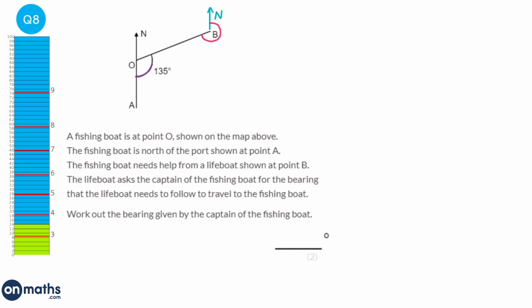Now, this angle, which is given to us in the question, and this angle here, which I'm just going to call x, are going to be equal. So x is going to equal 135 degrees. And the reason for that is, I'm just going to extend the north line down, we have a set of parallel lines here, and we have a set of Z angles, which we know are alternate angles. So the reason for that is it's alternate angles. And always show the reasons to the examiner.